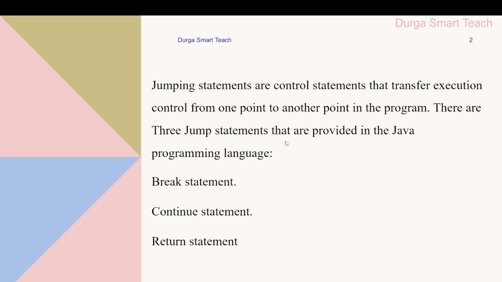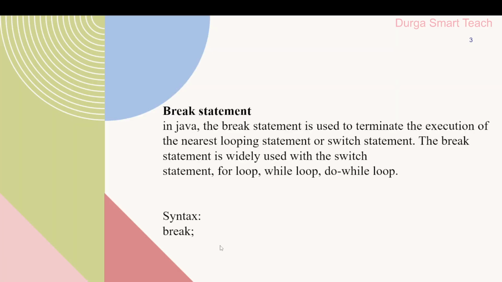There are three types of jumping statements in Java. The first one is the break statement, then the continue statement, and the return statement. Let's discuss one by one. The first one is the break statement.